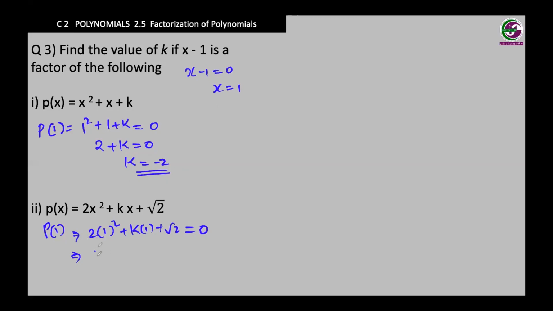2 times 1 is 2 plus k times 1 is k plus root 2 equal to 0. We say that k is equal to negative 2, and root 2 should be moved, so negative root 2. Or you can even rewrite this as negative, outside, 2 plus root 2. Both of them are the answers. So what's the value of k? Negative 2 minus root 2 or negative of 2 plus root 2.